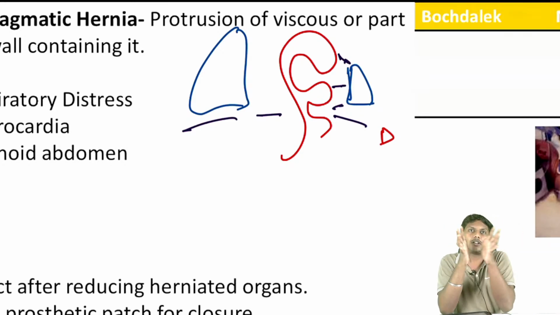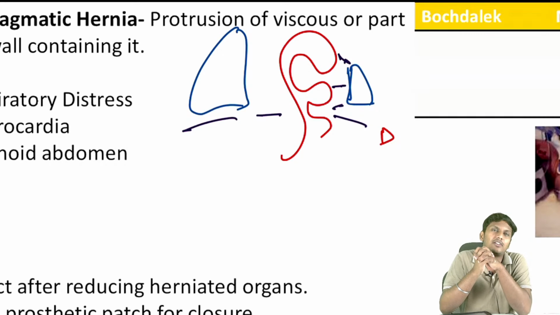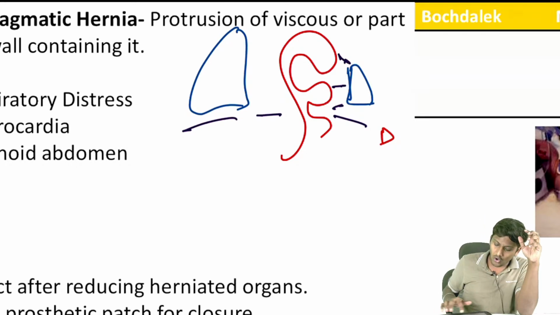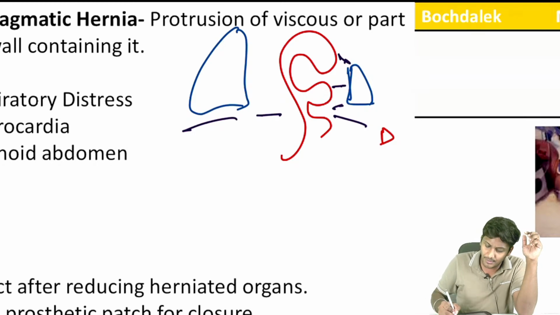Therefore the lung gets compromised, and that is the reason why the lung is not able to expand, and therefore the child experiences respiratory distress. That is the reason why the child experiences respiratory distress. Second, all the abdominal organs are actually coming inside the thorax.